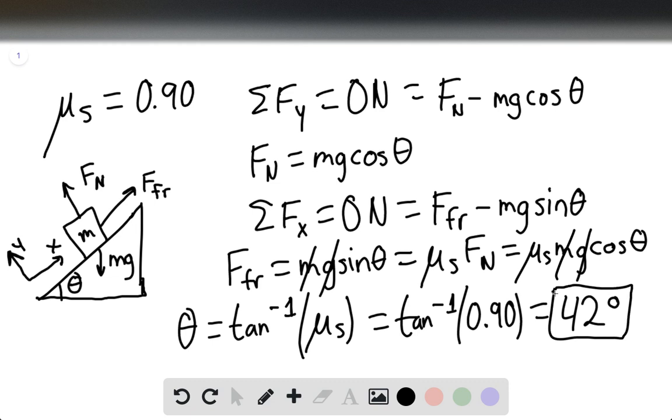So anything greater than 42 degrees, and basically the x component of gravity is going to overtake the force of friction, and the car is going to start sliding down the incline. So again, if the maximum coefficient of static friction is 0.90, the maximum angle would be 42 degrees. That is the end of the solution.